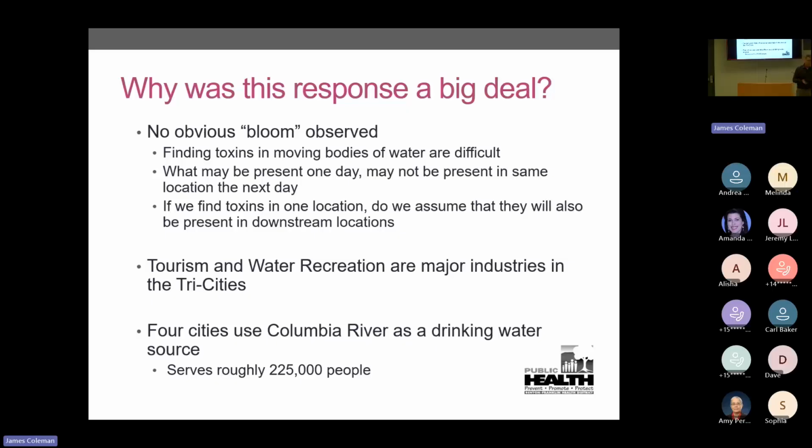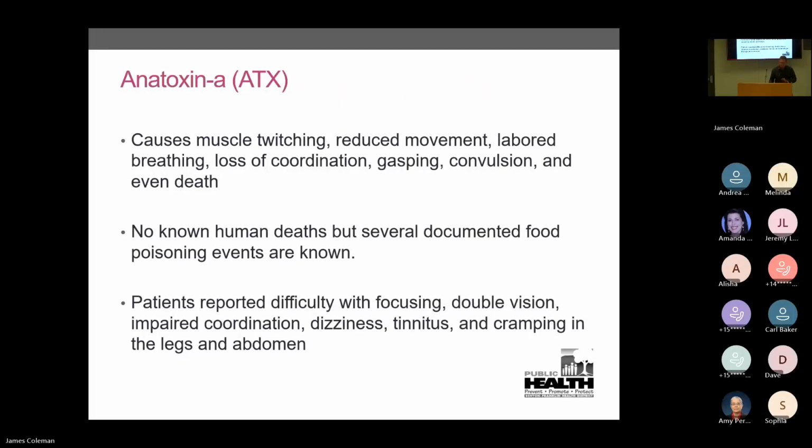And if there's toxins in the Columbia River, are we drinking toxins? And that was the concern. The quick answer is no, we're not drinking toxins because the water treatment takes care of the toxins, but definitely something to be concerned about. Anatoxin-a is typically what we find in the Columbia River, although we will find some microcystins. It's a very, very potent neurotoxin. It can cause muscle twitching, reduced movement, labored breathing, loss of coordination, gasping, convulsions, and even death.